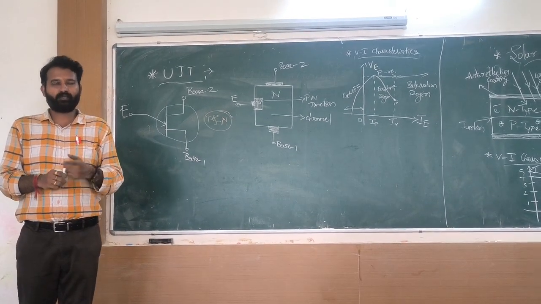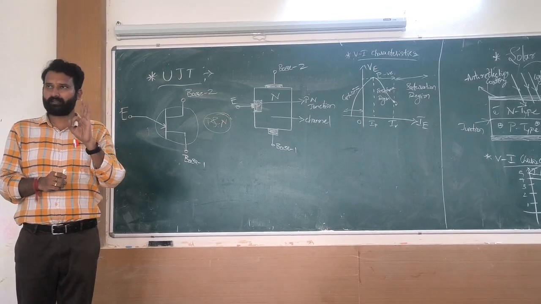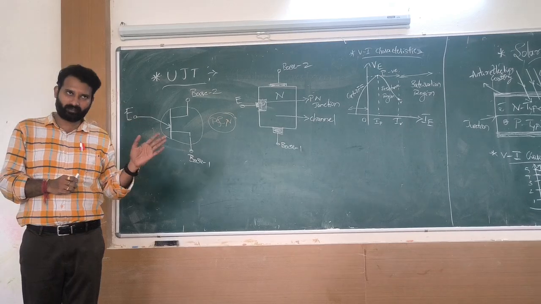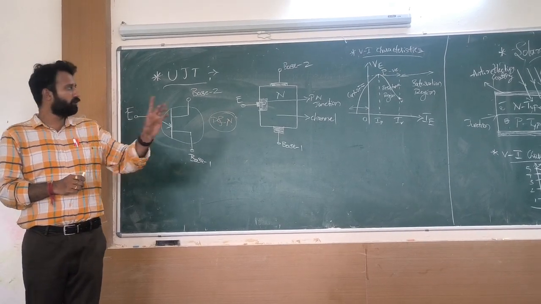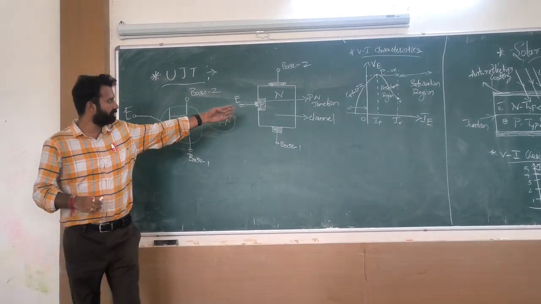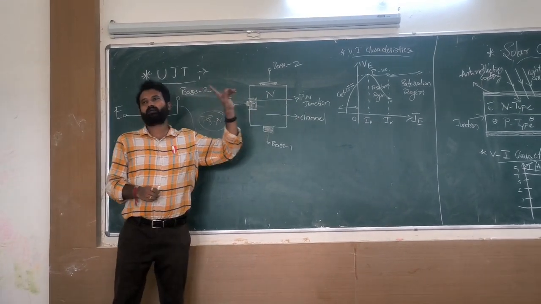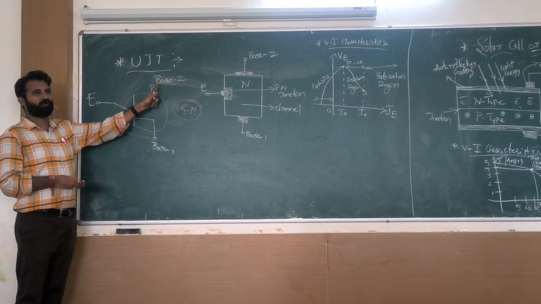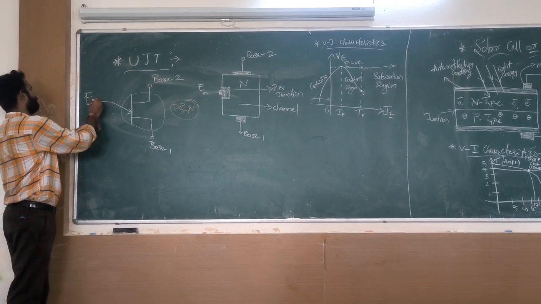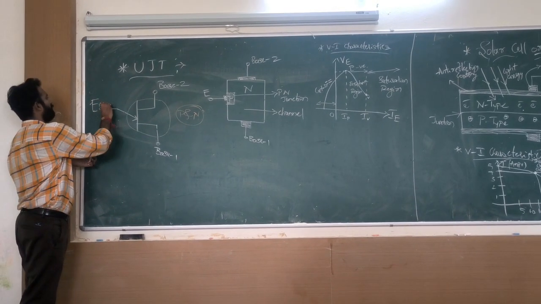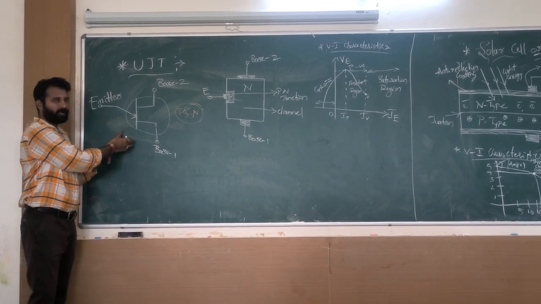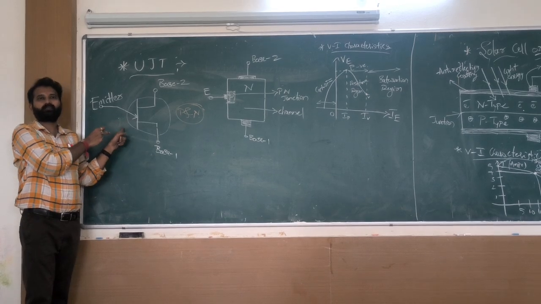I will repeat it. It's a three-terminal semiconductor device which is formed by P-type and N-type semiconductor material and having only one junction. Here you can see it has only one junction. And the three terminals are base 1, base 2, and E for emitter. When you see the diagram, it just looks like a JFET.